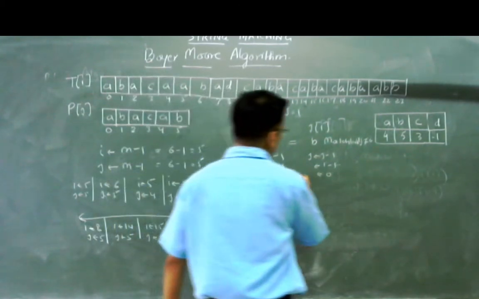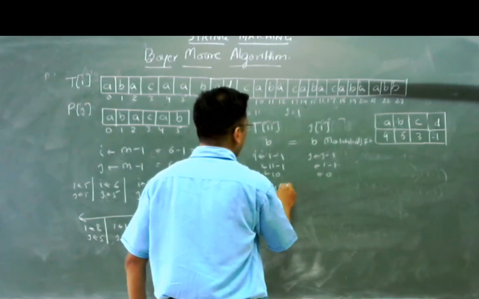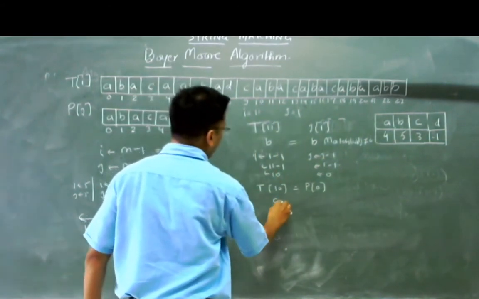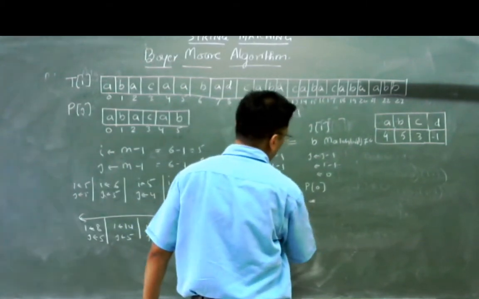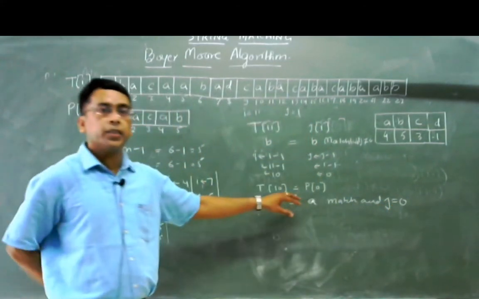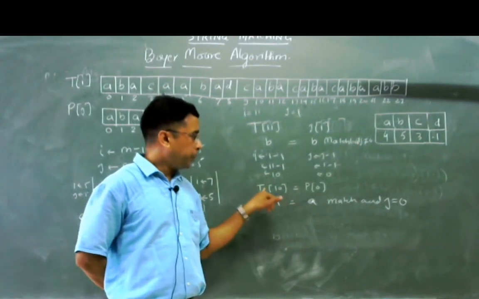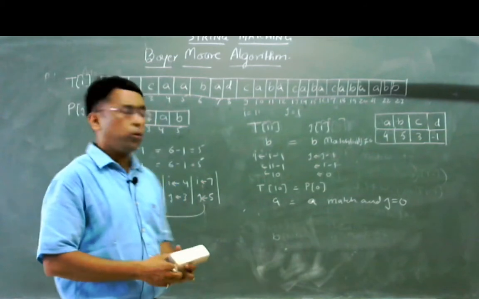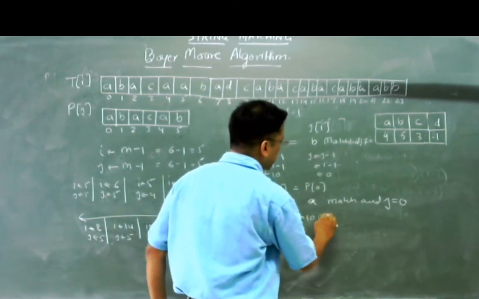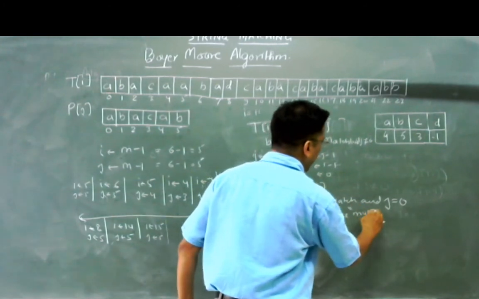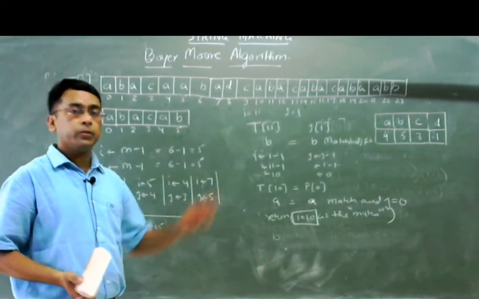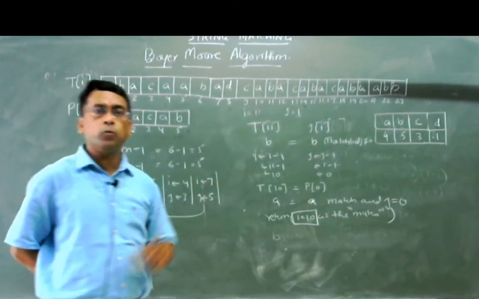Okay, in this situation we shall compare Ti, T10, with P0. In this situation at T10 the element is A, and at P0 the element is A. So match, and j is equal to 0. This was the condition that we were searching for. In this position, Ti is equal to Pj and j is equal to 0. So we shall return i, where i is equal to 10, as the match. Position number 10 is the match, and it means at position number 10 we have found the match.